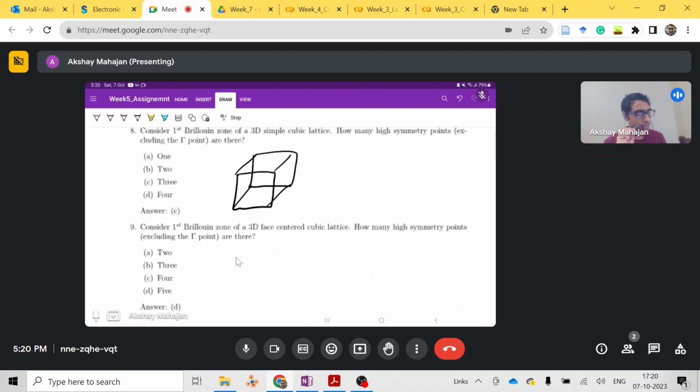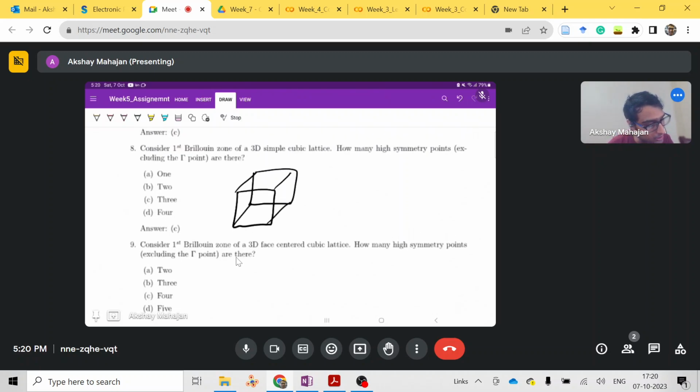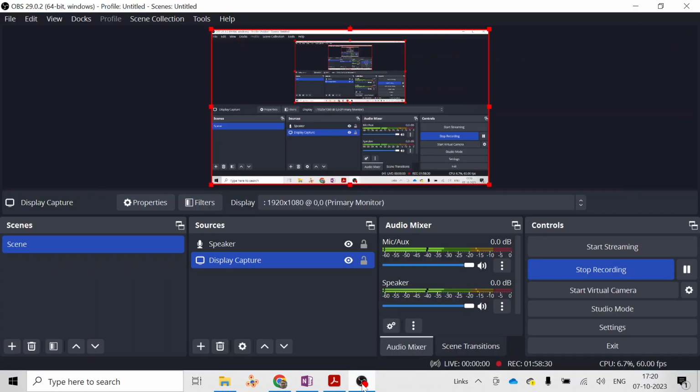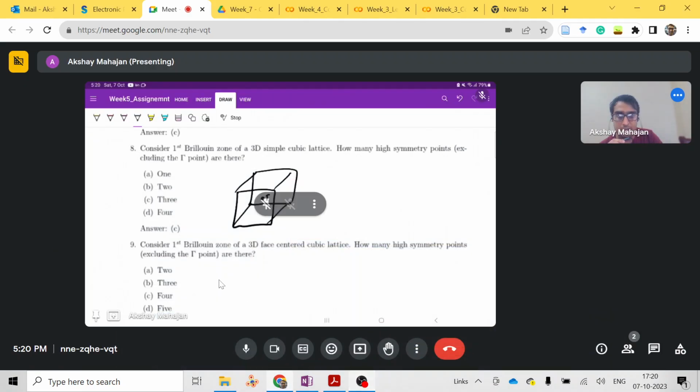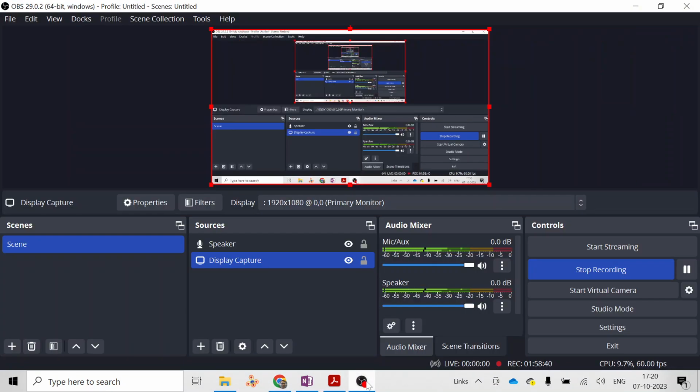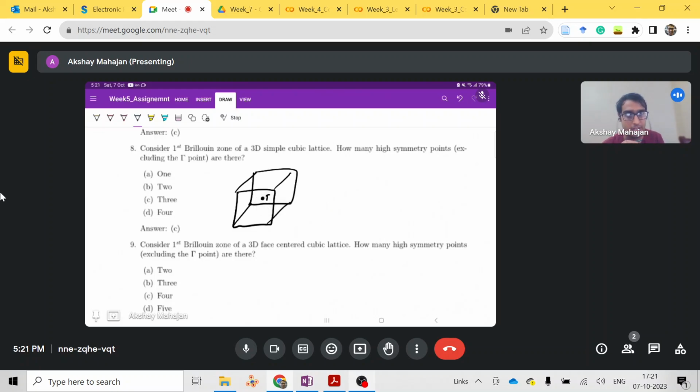Alright, okay, so for the 3D part, let me just draw it. Let's say you have your gamma point here, then we have this gamma point, so you can have one x point here.